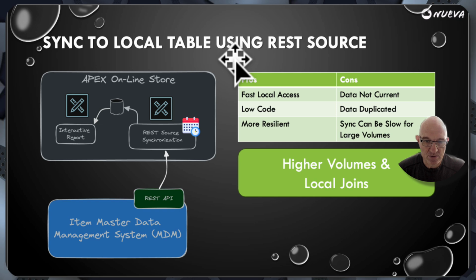On the con side, the data is now not current, so no matter how frequently we sync that REST source, it's still not going to be completely up to date. And we've also got the data duplicated in two places now. Not necessarily too bad a thing, but it's something to be aware of. And the sync times can still be quite slow if you're talking about hundreds of thousands or millions of records that you're syncing. So this approach is more suitable for higher volumes and for local joins, where we're joining with local tables. So it would be a good approach for our Apex online store.